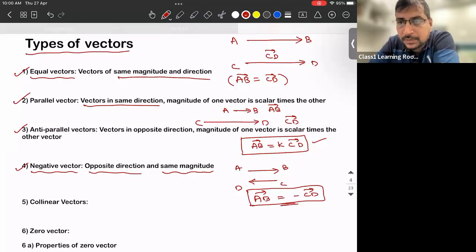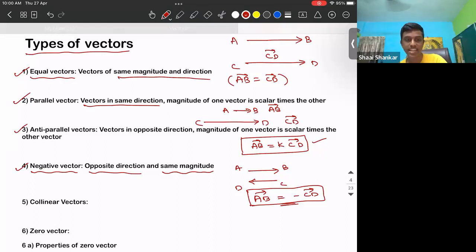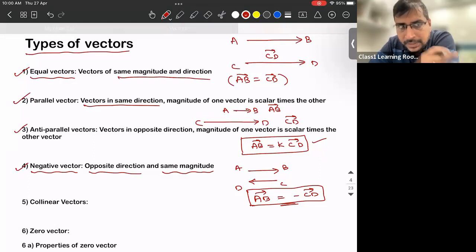Am I clear with this? So negative vectors can be anti-parallel vectors, and anti-parallel vectors need not be negative. It's the same like how equal and parallels work.